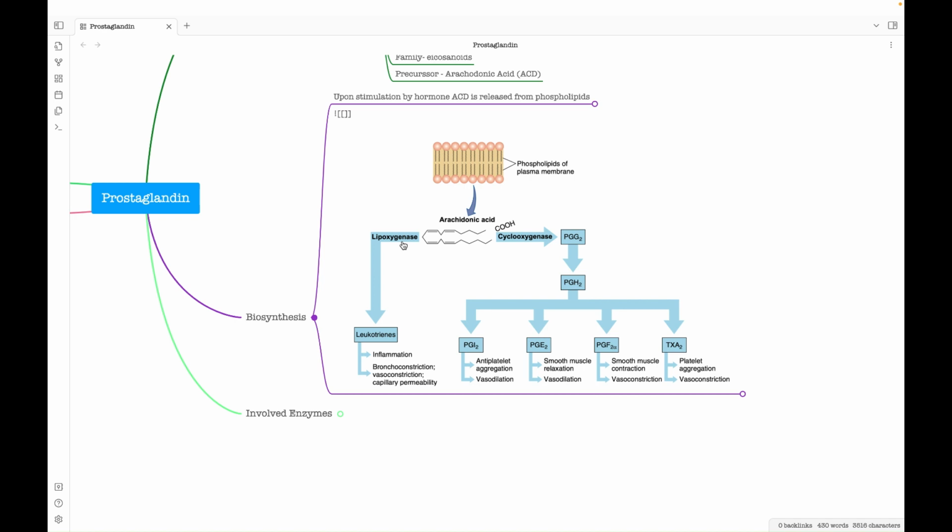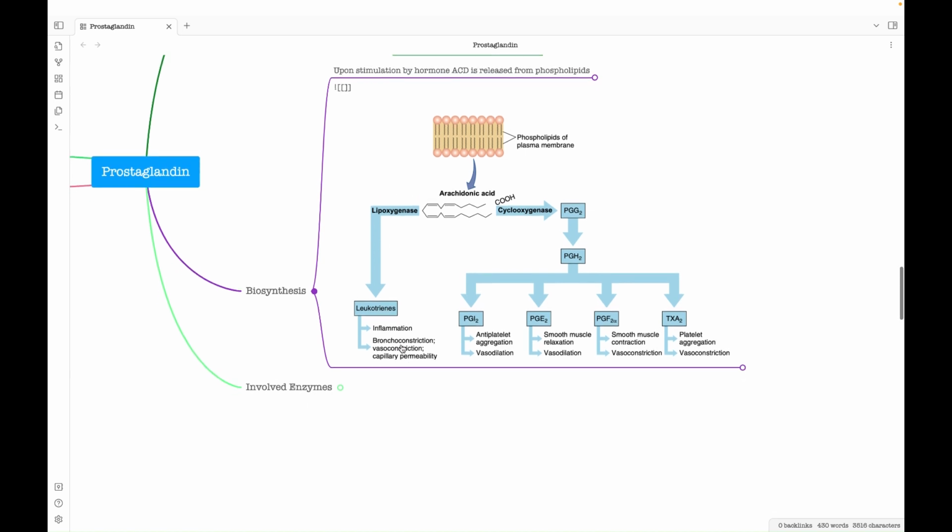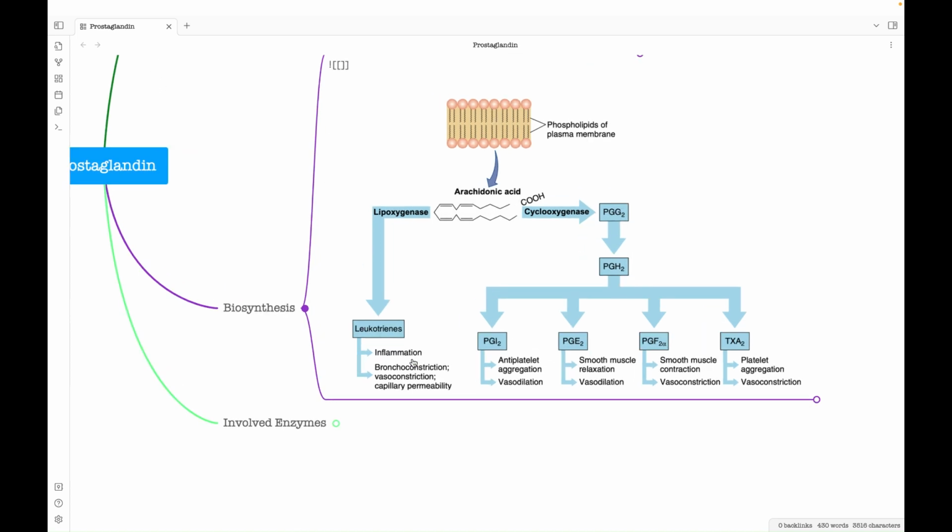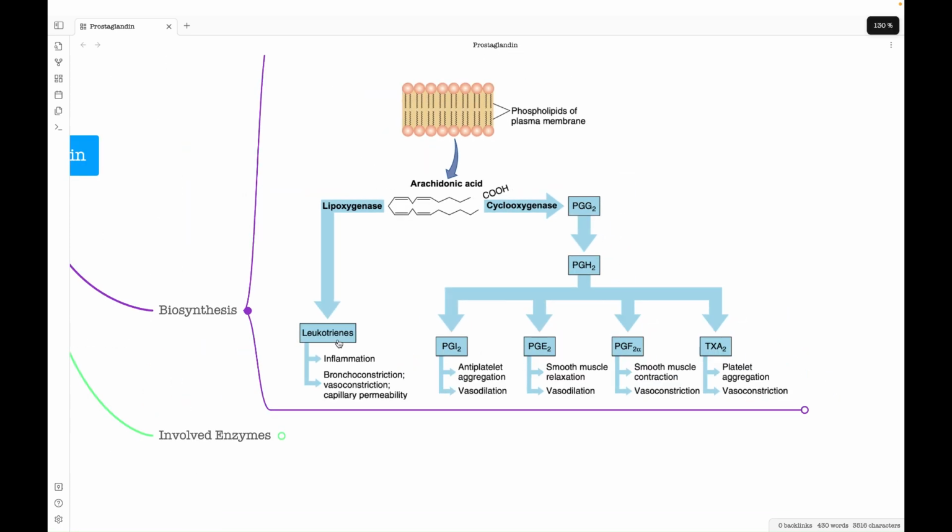If the enzyme which is associated with the modification is lipoxygenase, then from this arachidonic acid leukotrienes are produced, and these leukotrienes are associated with inflammation as well as bronchoconstriction, vasoconstriction, and capillary permeability. Okay, next we have cyclooxygenase. So if lipoxygenase is the enzyme, it will produce leukotrienes, and these are its functions.